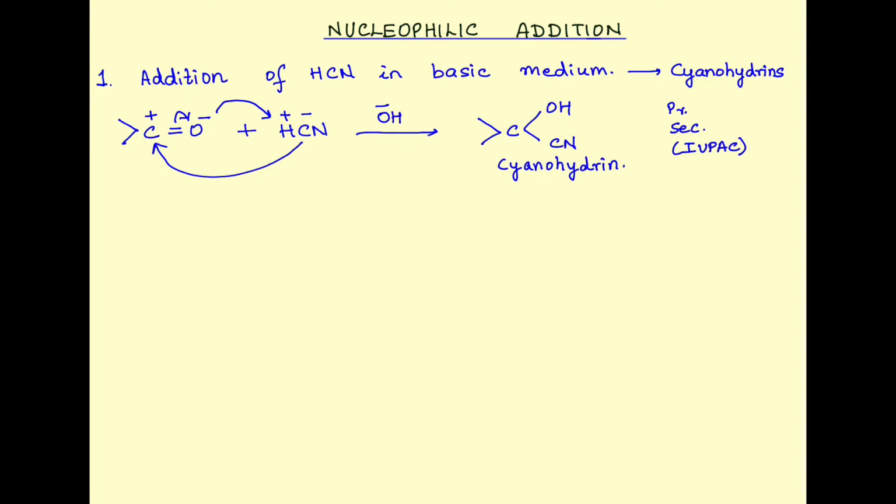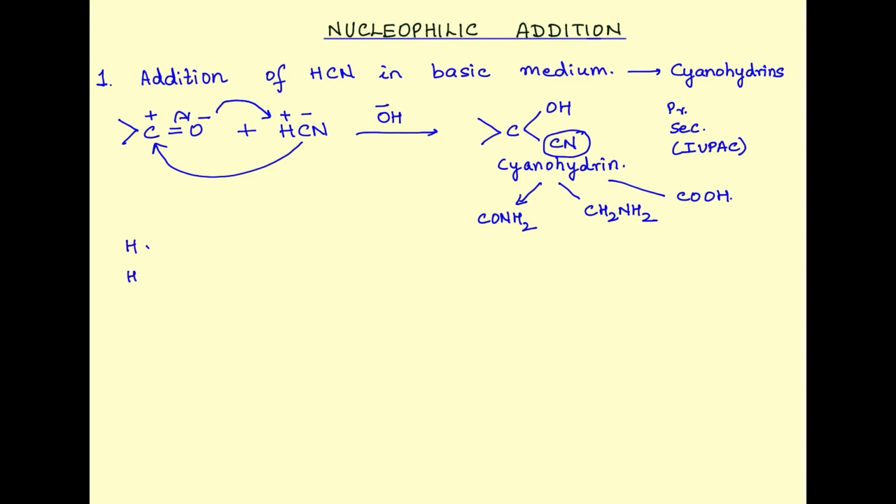Cyanohydrins, if you remember, are very useful synthetic reagents. You can convert them into amides because your CN group over here is very useful to be converted into an amide. It can be reduced to an amine. It can further be hydrolyzed to an acid. That is why they are very useful synthetic compounds as well. More of that later. Let us write the reaction now.